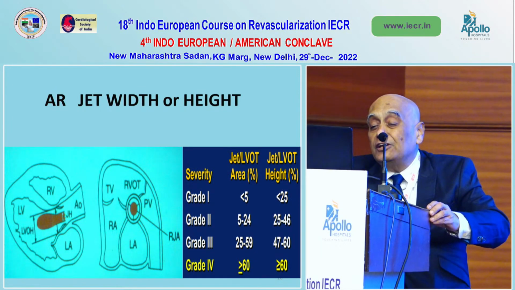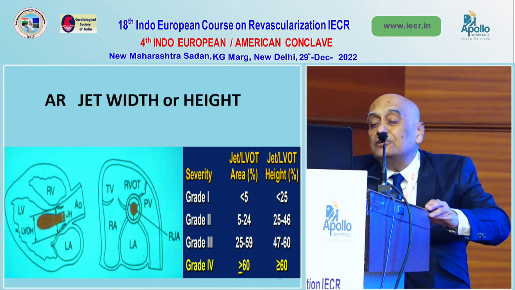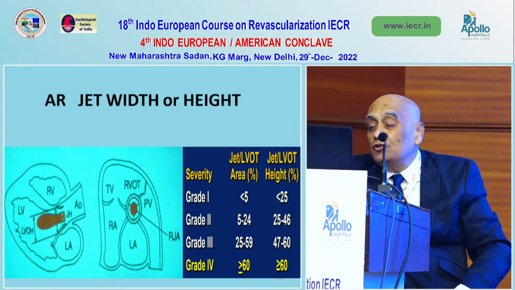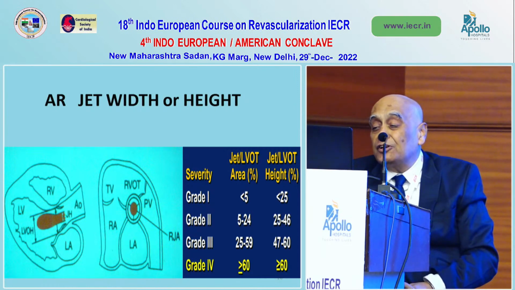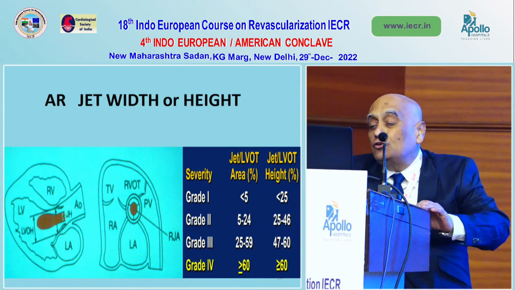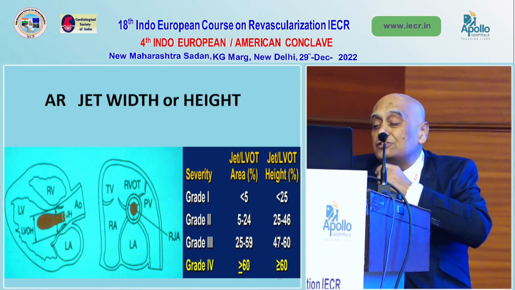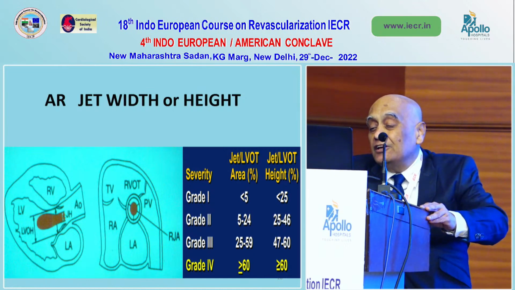This is how we actually calculate the jet width, which is also called the jet height, and compare the width as compared to the LVOT. And if it is less than 25%, it is grade 1, 25 to 46% is mild to moderate, 47% to 60% is grade 3, and grade 4 is more than 60%.